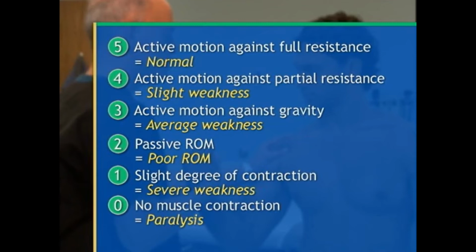0 indicates no muscle contraction or paralysis. 1 indicates a slight degree of contraction and is reported as severe weakness. 2 indicates passive range of motion, meaning that gravity is removed and the client is assisted by the nurse. This is reported as poor range of motion. 3 indicates active motion against gravity or average weakness. 4 indicates active motion against partial resistance or slight weakness. And 5 indicates active motion against full resistance and is considered normal.